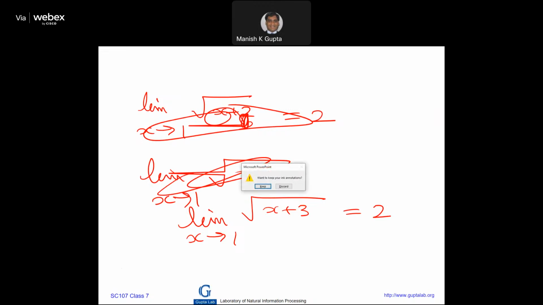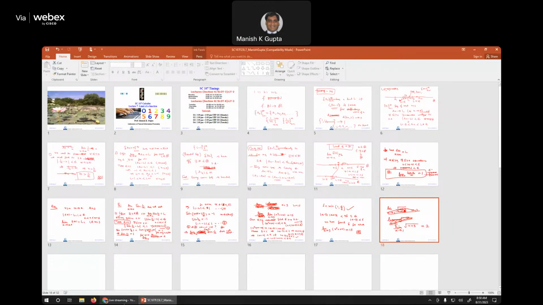If I assume values of both delta and epsilon, then I am having a contradiction.